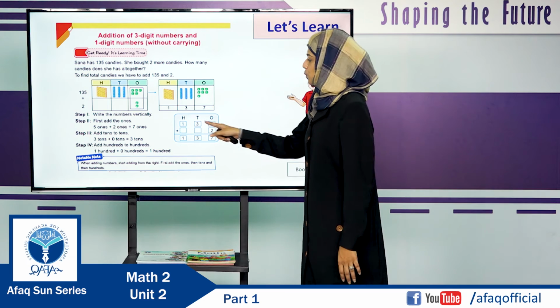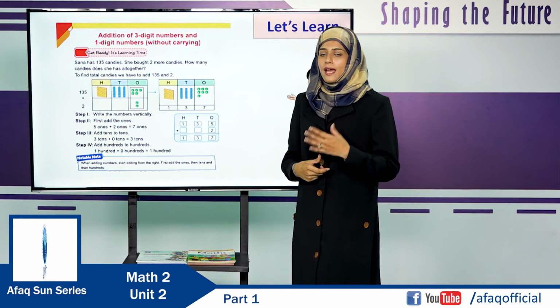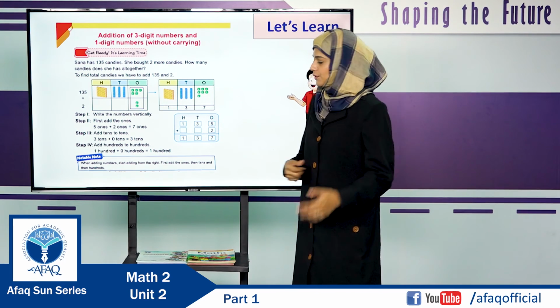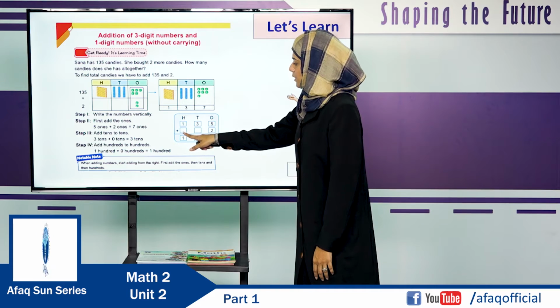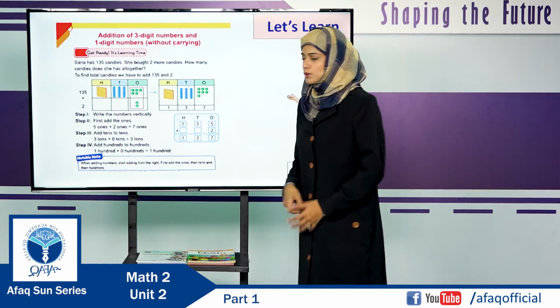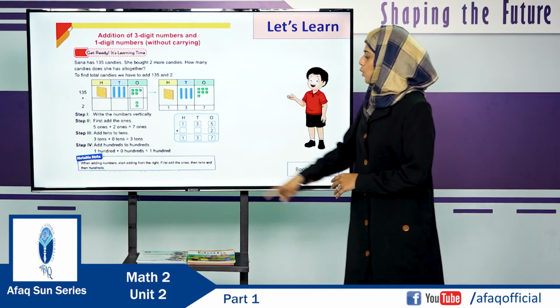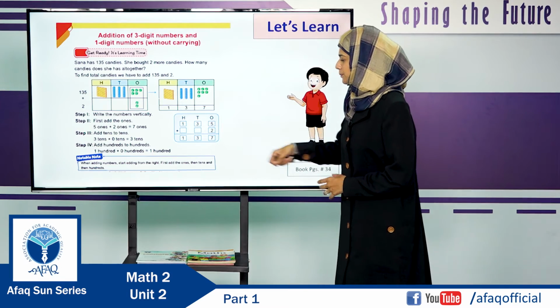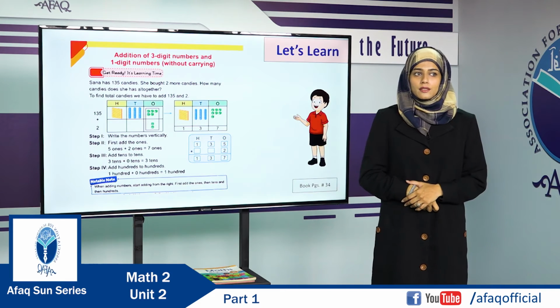Now move towards the hundred place. Add 100 to the 100. 1 plus 0 is equal to 1. So our answer is 137. I hope you understood this question.